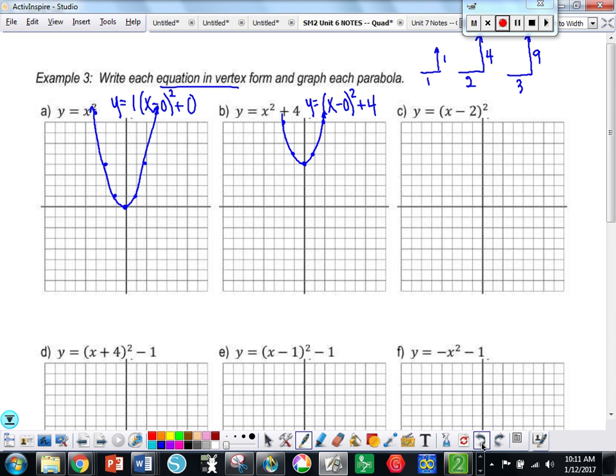Where's the vertex on this one? Now, I probably won't rewrite part B. I'll probably just add a 0 at the end. There's no need to rewrite it. That's fine. Where's the vertex? (2, 0). Does it follow the standard pattern? Yes. So over 1, up 1, over 2, up 4, and over 3, up 9. Fantastic.